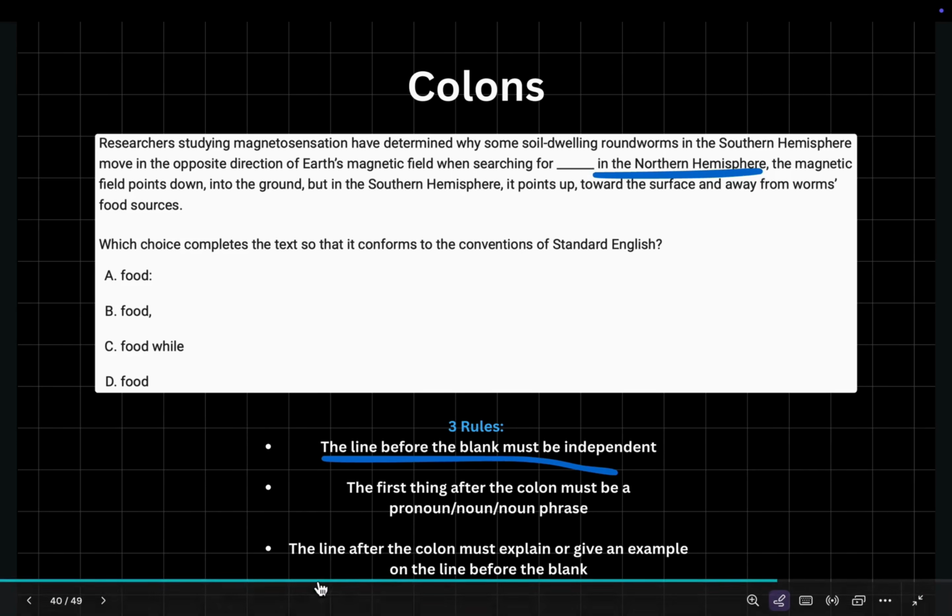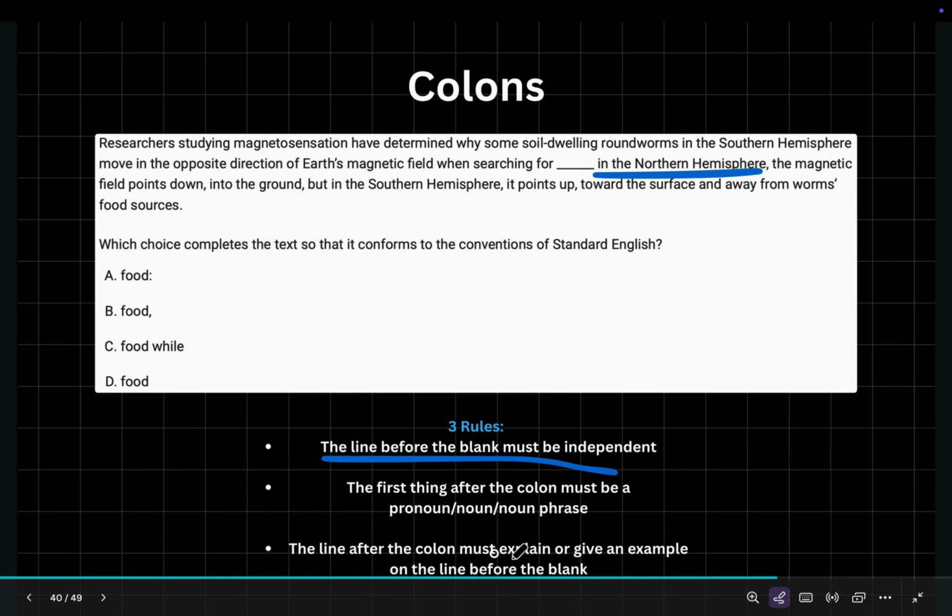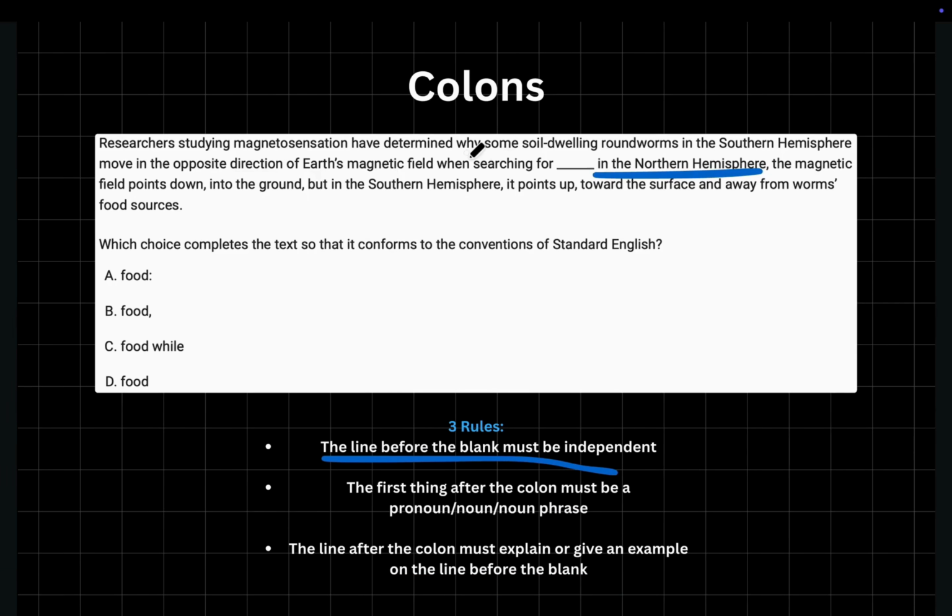What about rule 3? The line after the colon must explain or give an example in the line before the blank. Researchers studying magnetosensation have determined why some soil-dwelling roundworms in the southern hemisphere move in the opposite direction of Earth's magnetic field when searching for food. Then after the blank it says, in the northern hemisphere, the magnetic field points down into the ground, but in the southern hemisphere it points up toward the surface and away from worms' food sources.